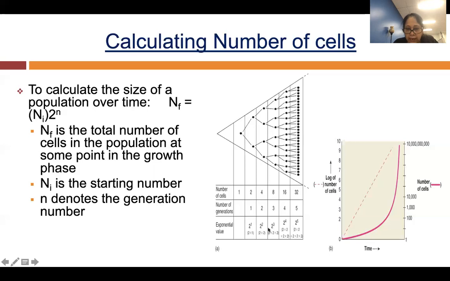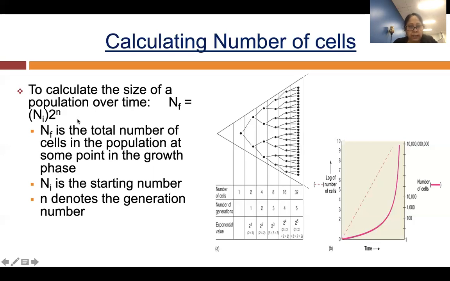So over here, let's say we started with 1 cell, so that means the initial number was 1. Now generation, maybe we want to take up the second generation. So the formula will be Ni, meaning initial, was 1.